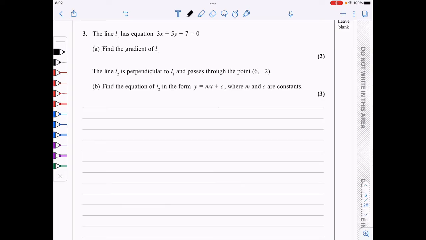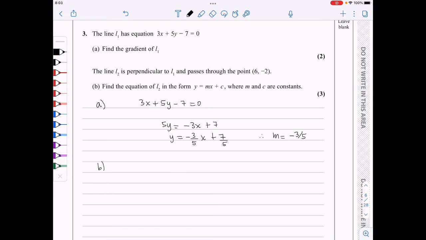Question 3, we've got the line L1 for which we need to find the gradient. Well, in order to see the gradient from the equation, we need to put it in the y equals mx plus c form. So 5y is negative 3x plus 7. Dividing throughout by 5 gives me y to be minus 3 over 5 x plus 7 over 5. And therefore, the gradient is negative 3 over 5.